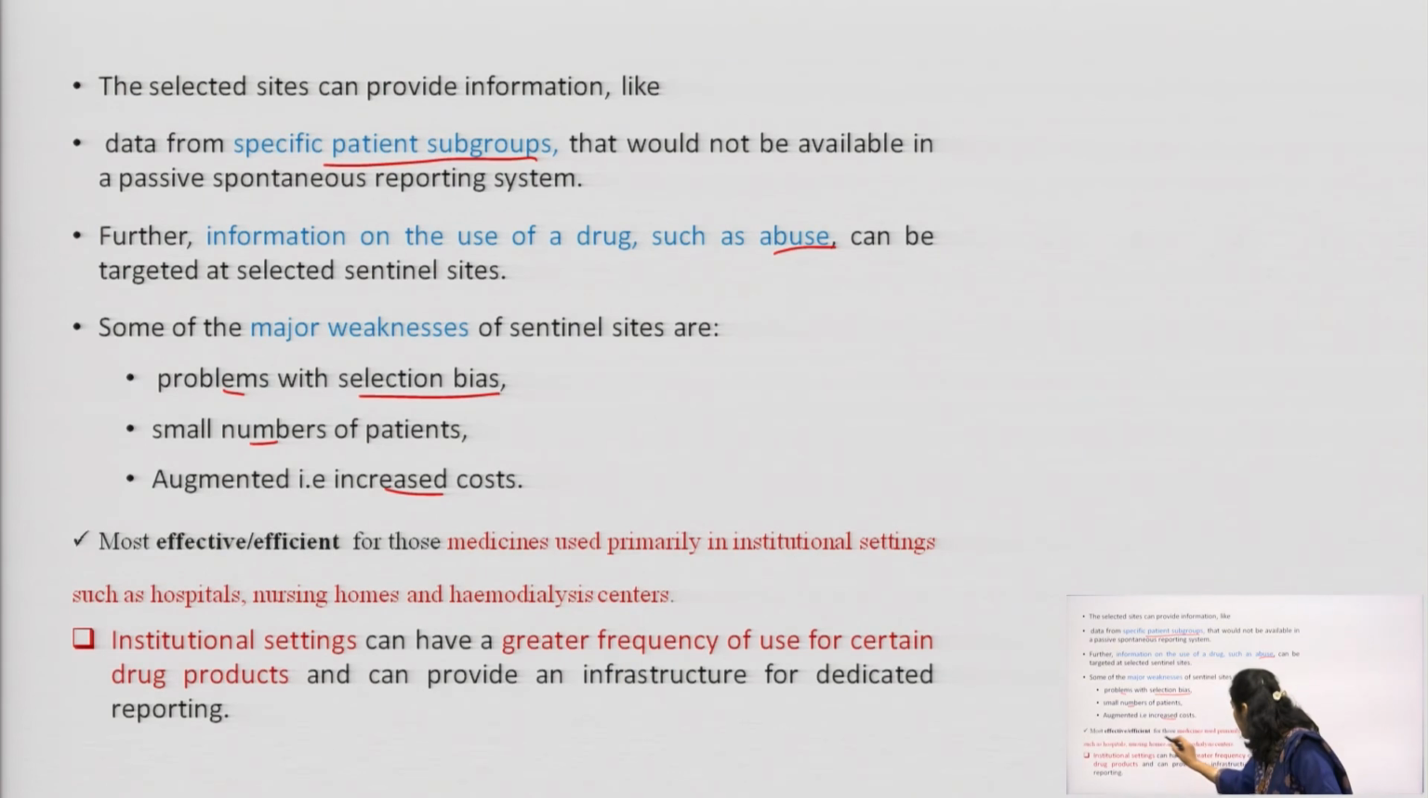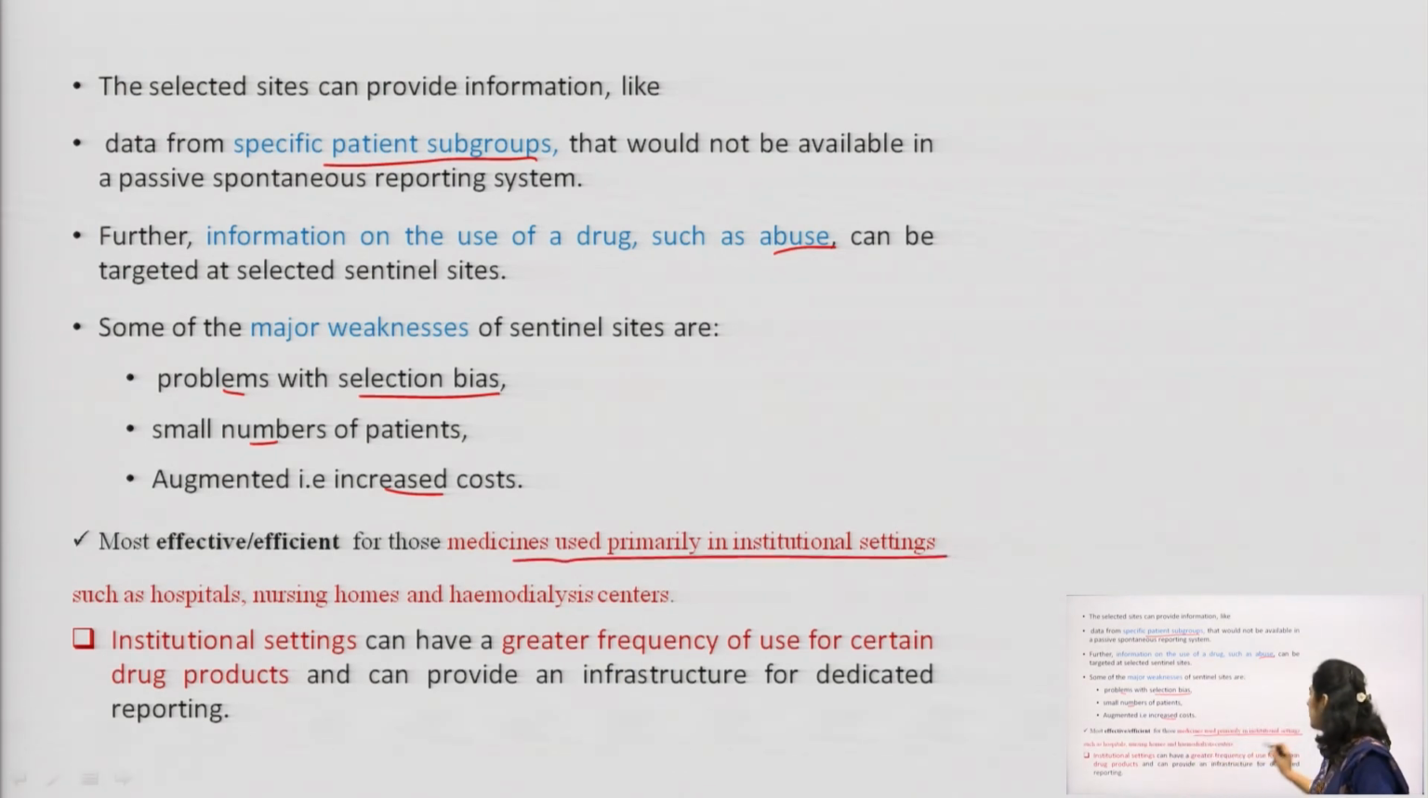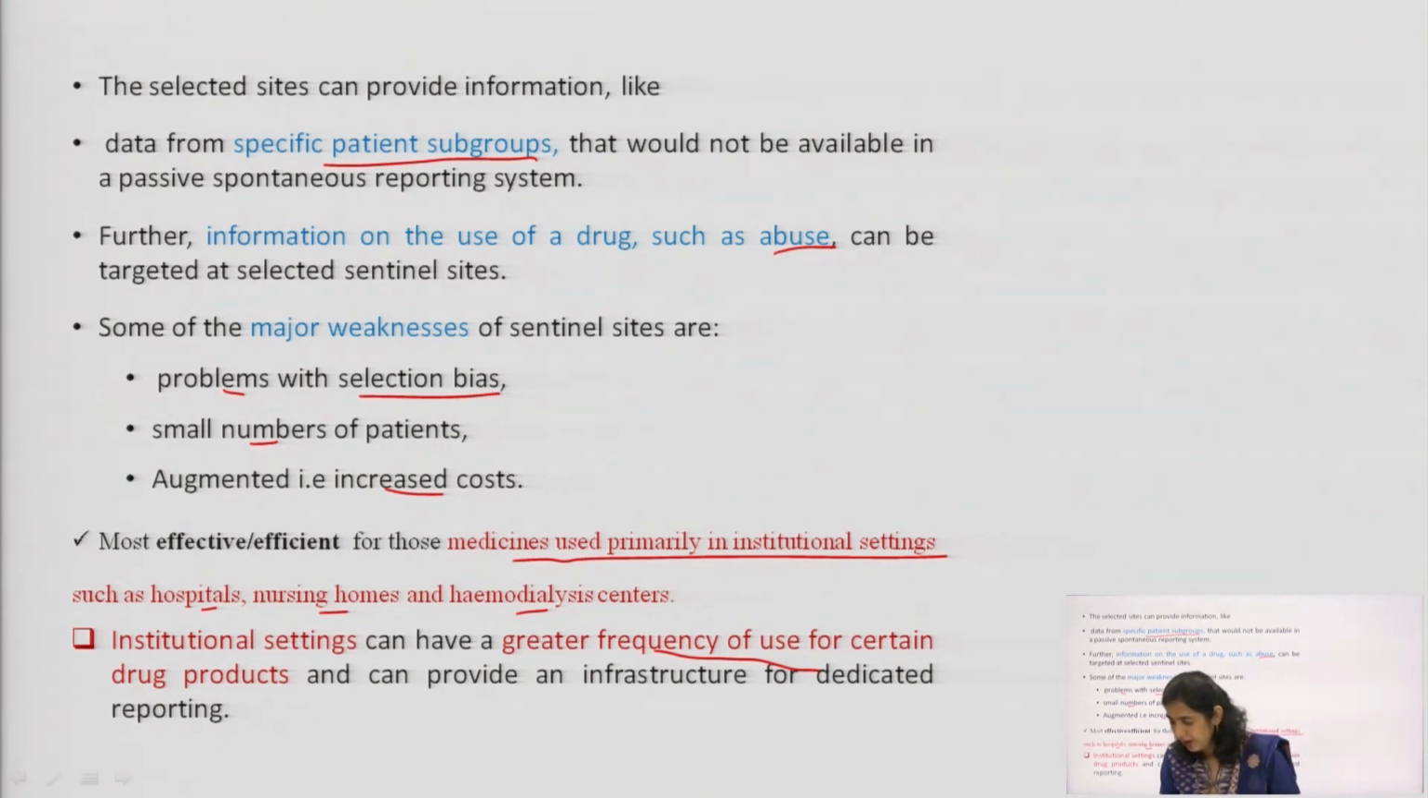It is most efficient for those medicines which are used in institution settings such as hospitals, nursing homes, hemodialysis centers. So students, these settings can have a greater frequency of use for certain drug products. For example, in de-addiction centers, a particular product like nicotine gum is given to smokers, right? So institution settings can have a greater frequency of use for certain drug products.